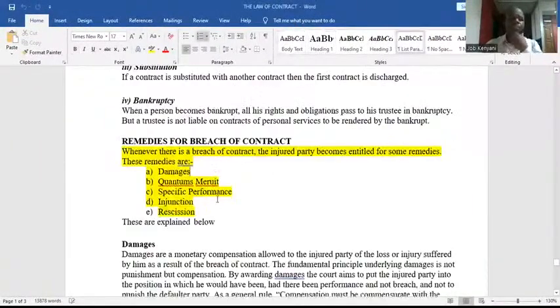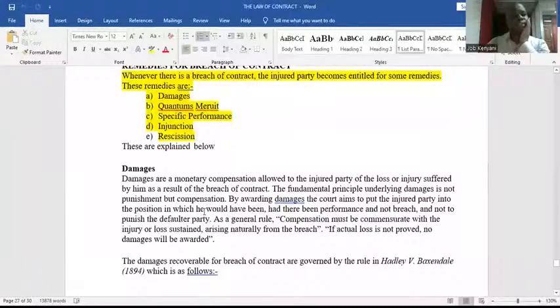So remedies for breach of a contract. You can have damages, quantum meruit, specific performance, injunction, or maybe cancellation or rescission of the contract. So damages are monetary compensation allowed to the injured party for the loss or injury suffered by him as a result of the breach of the contract.